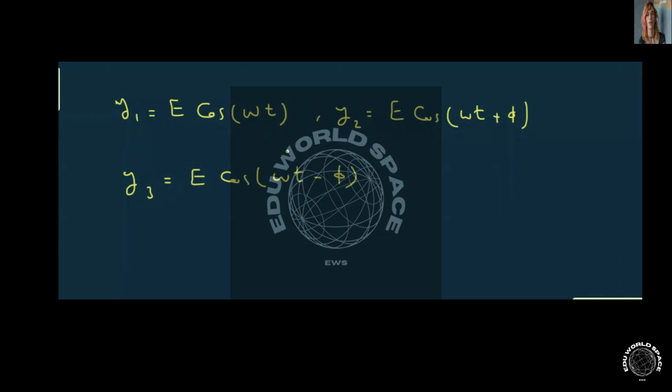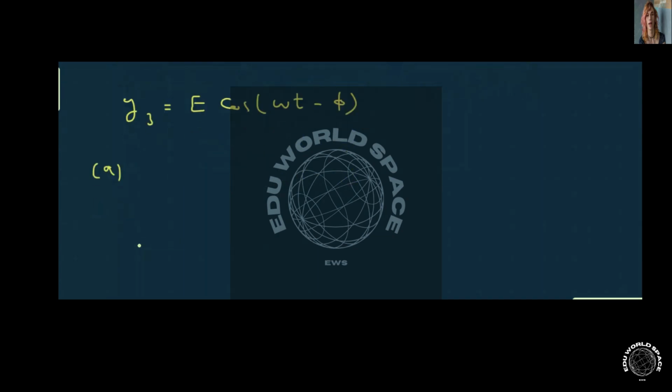In this problem, we have three monochromatic light waves. The wave equation of the first one is E cosine omega t. The second one is E cosine (omega t plus phi), and the third one is E cosine (omega t minus phi). So here for part A, we get the total wave equation of the interference pattern.